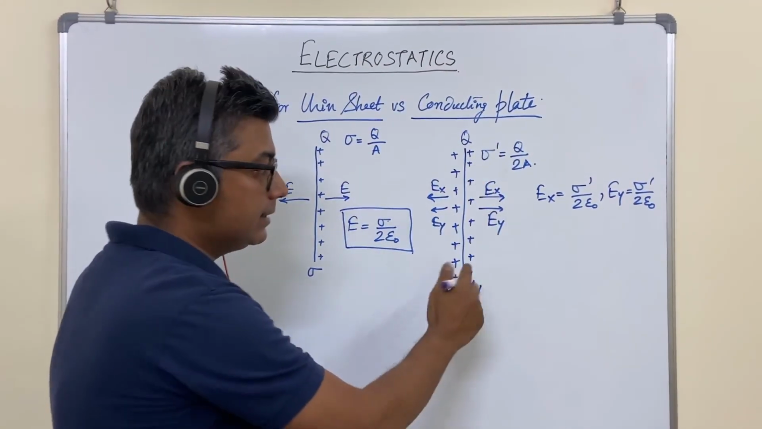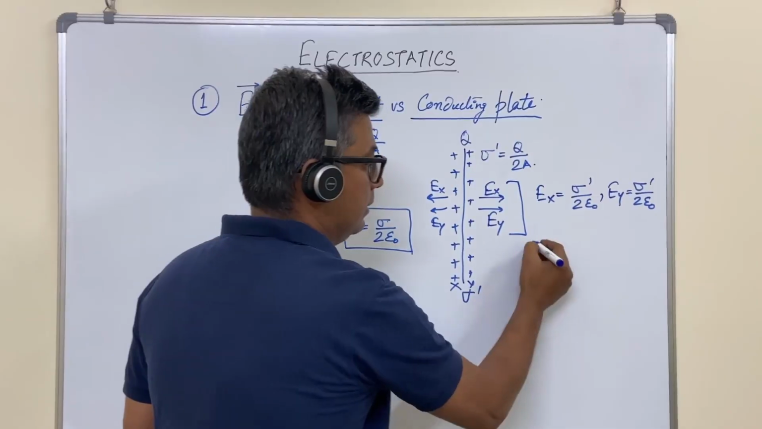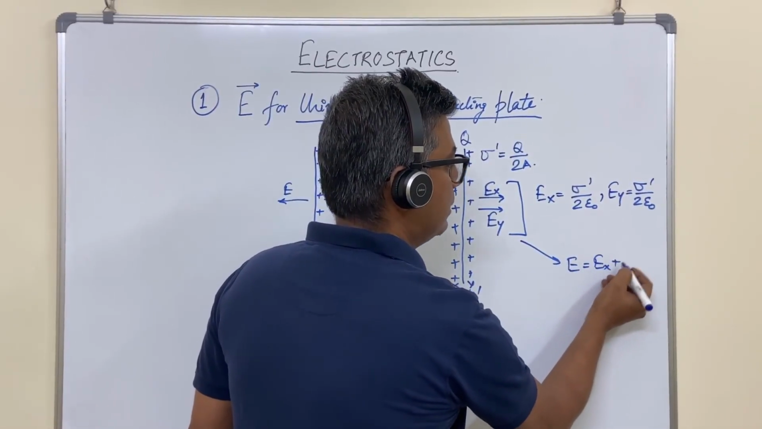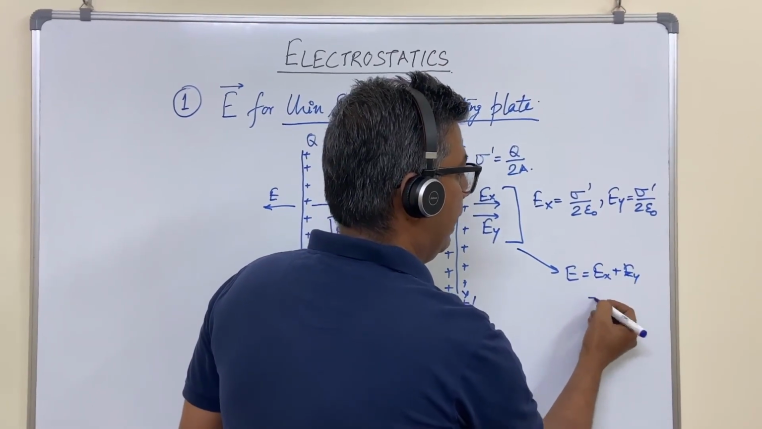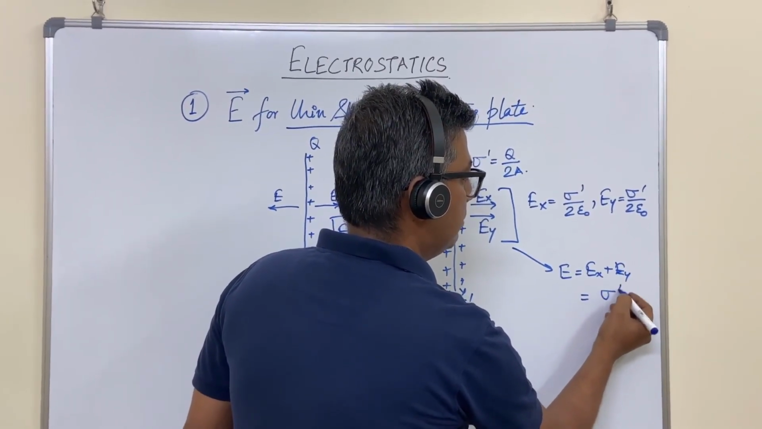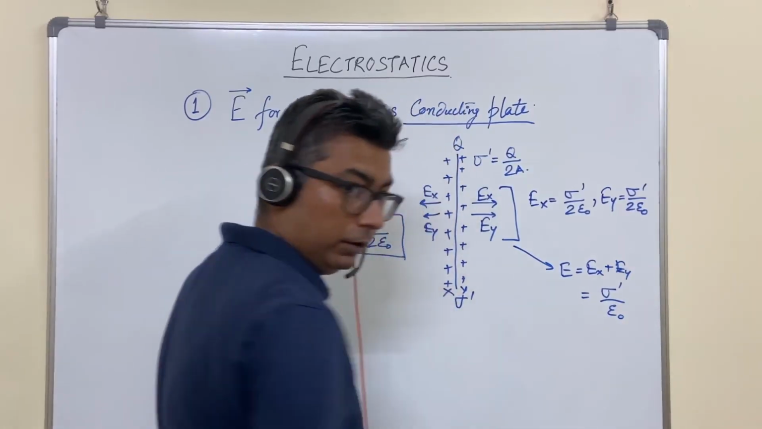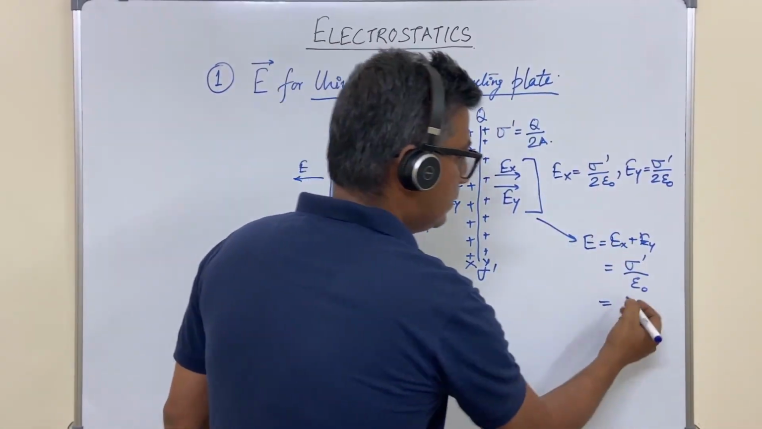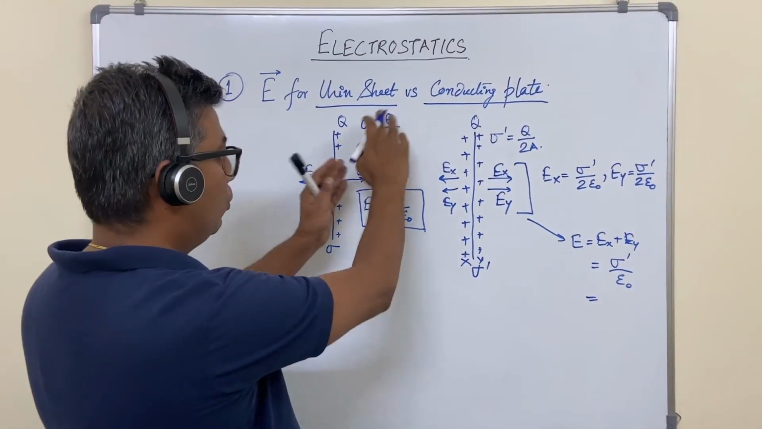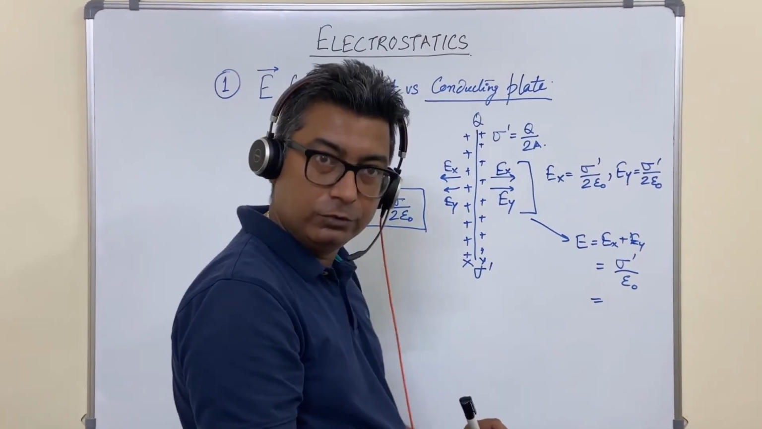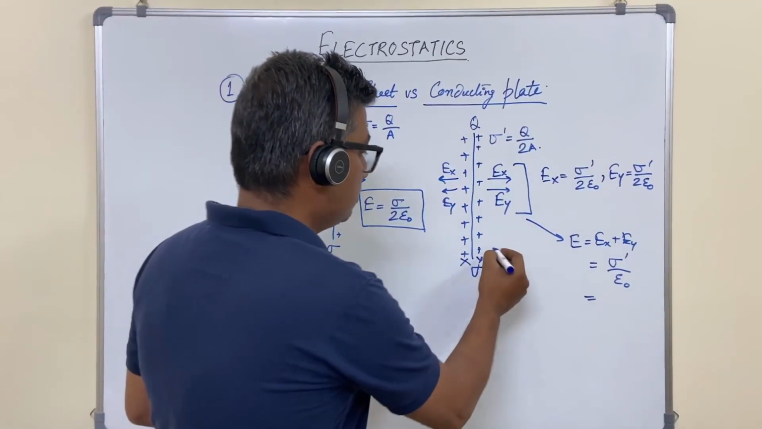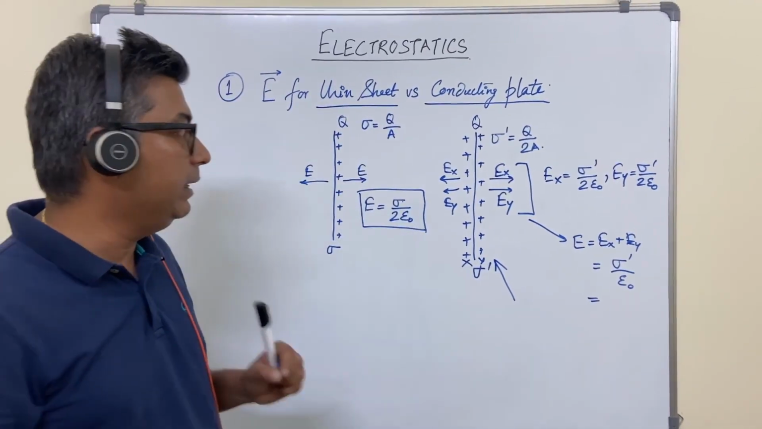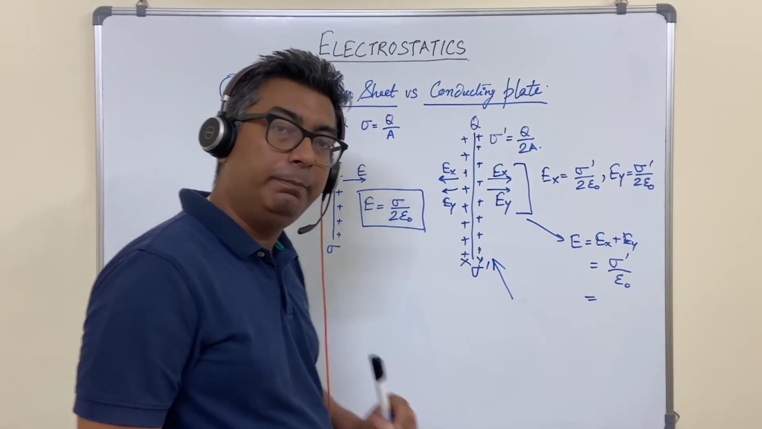So if you again sum these two things up, it will come as E, which is equal to Ex plus Ey, and that is equal to sigma prime by epsilon naught. And when you replace this with this, you will see actually in both the cases you will get the same value. The only point is this particular case of a conducting thin sheet behaves exactly like a conducting plate.